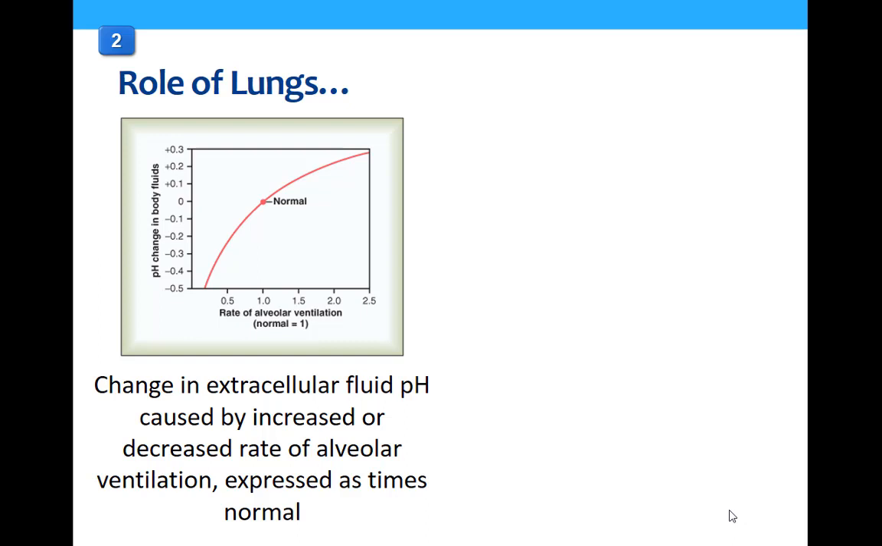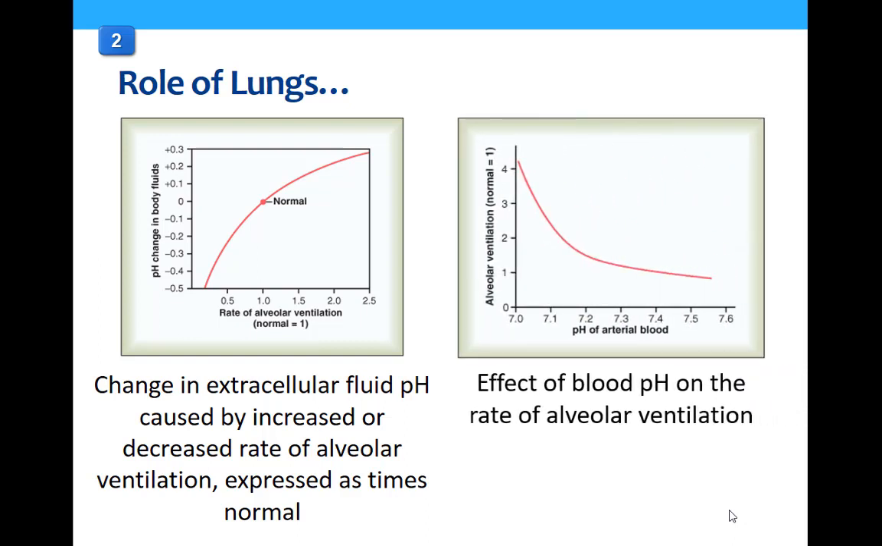So respiratory rate can actually alter the pH very quickly. And we saw one example, right, where the student was under stress, hyperventilating, and alkalosis occurred, leading to hypocalcemia later on, right? So respiratory rate can affect blood pH very quickly because you are removing CO2 from the system. Reverse is also true. Effect of blood pH on the rate of ventilation. If the pH goes below 7.4, becomes acidic, respiratory rate will increase.